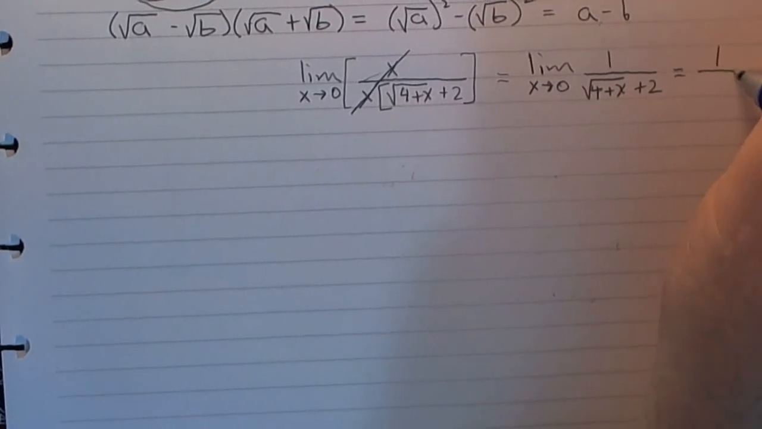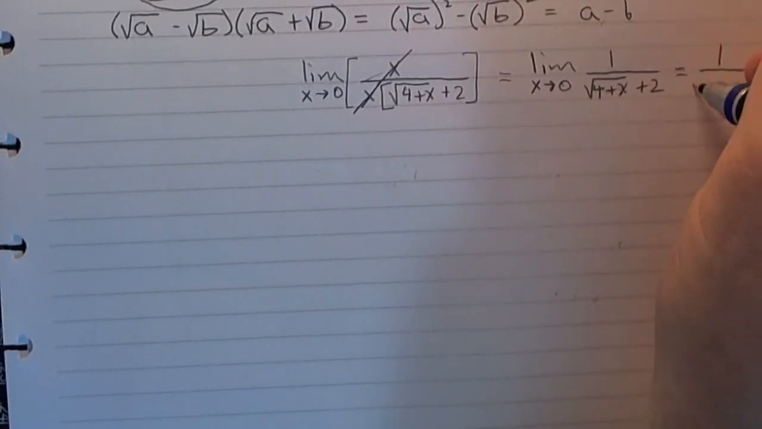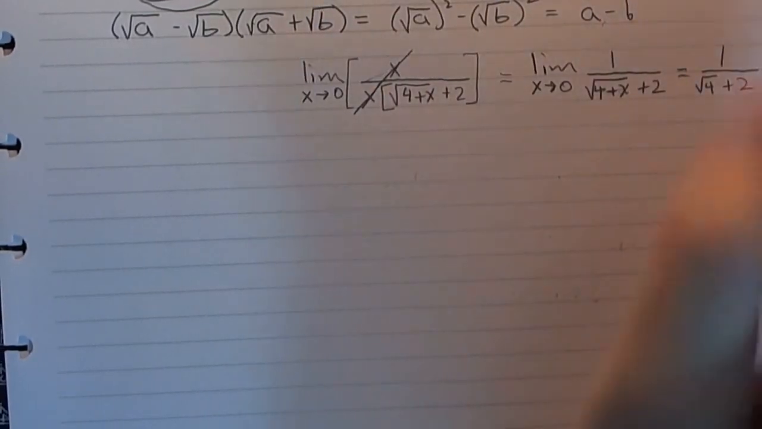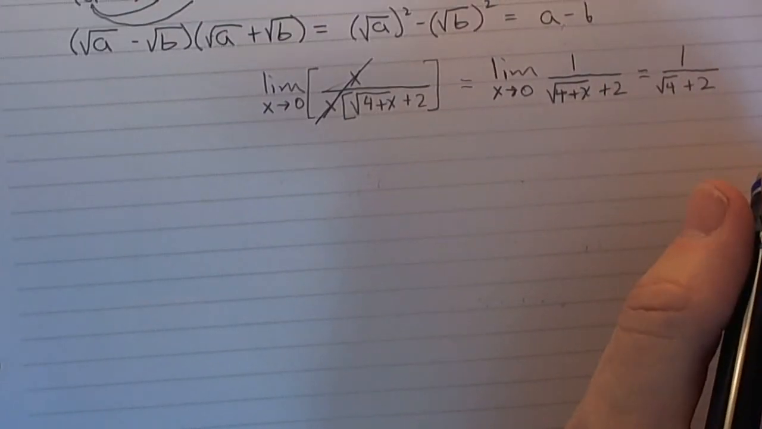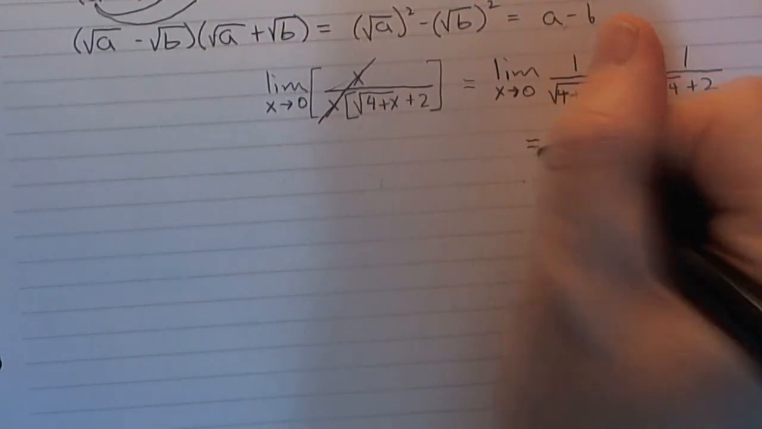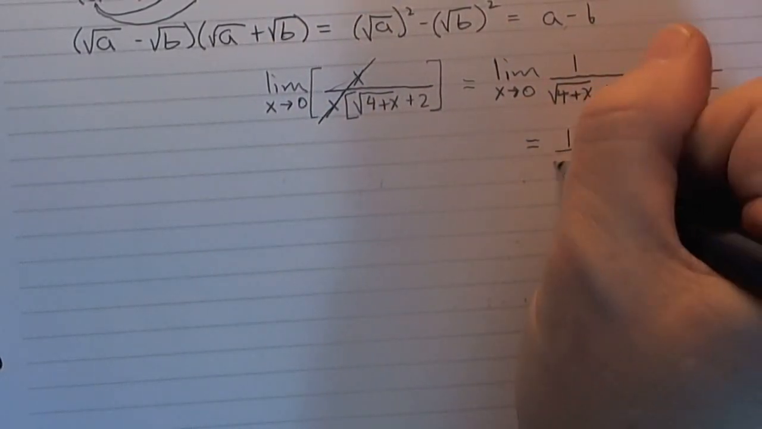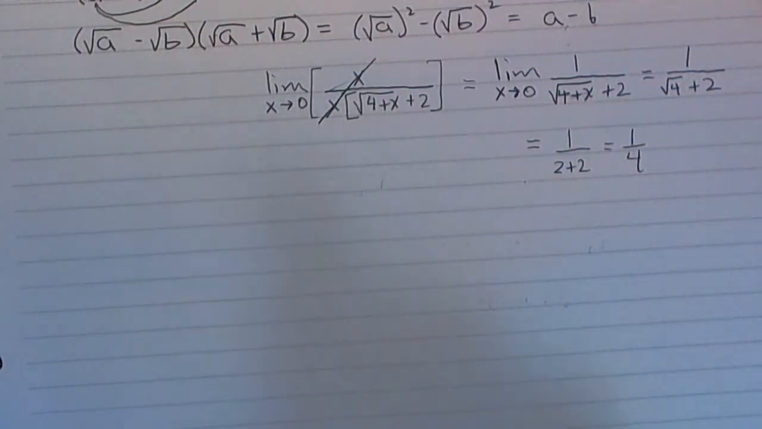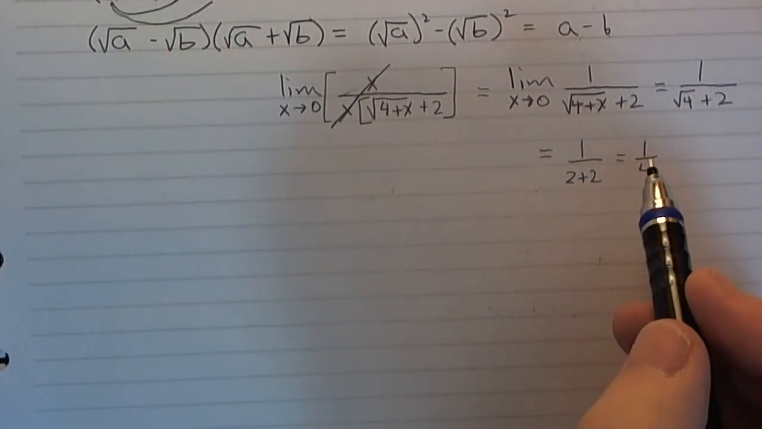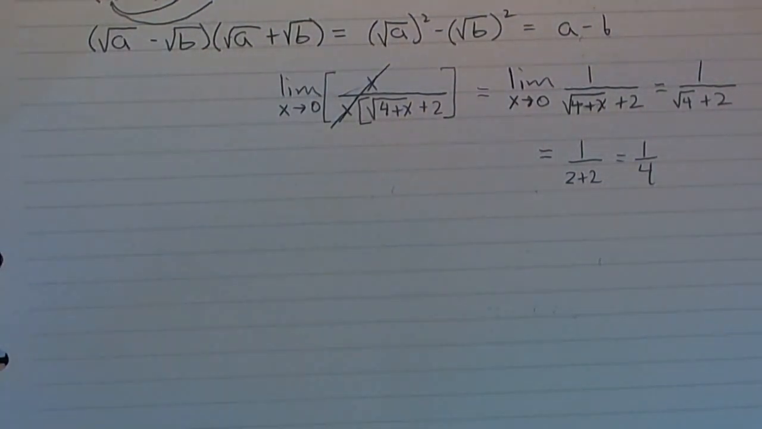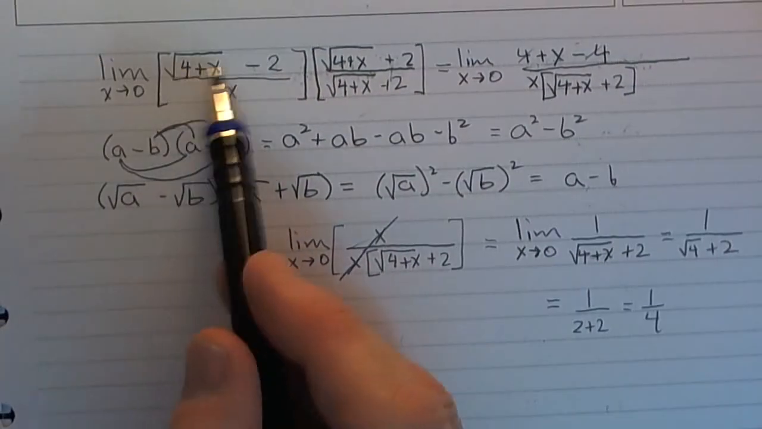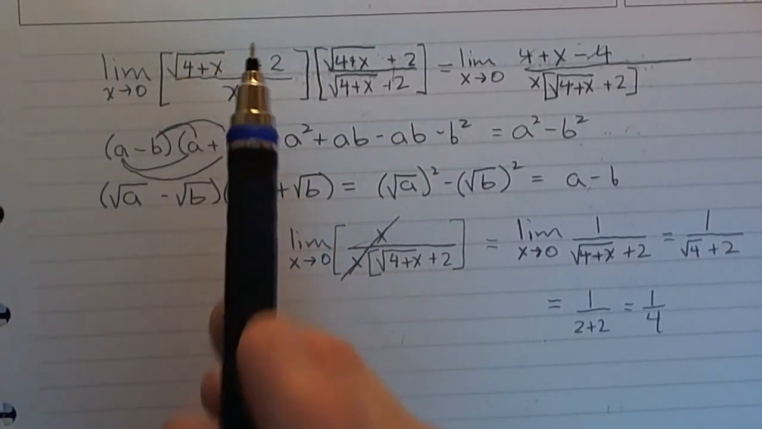I've got 1 over the square root of 4 plus 2. See? Because I just put a 0 in for x. And that will give me 1 over 2 plus 2, which is 1 over 4. So that's how we deal with limits when we've got a radical like this. When we have something that looks like this, multiply by the conjugate.